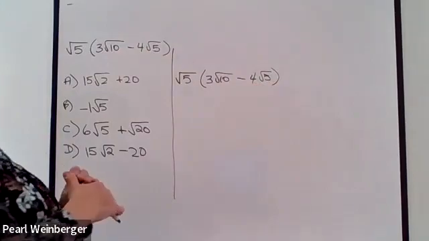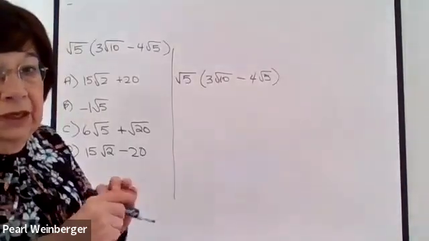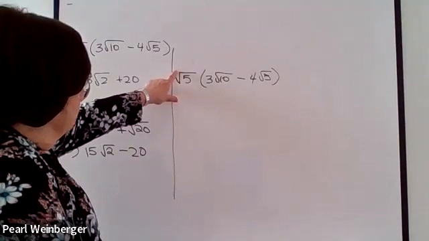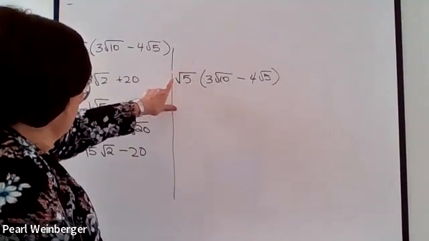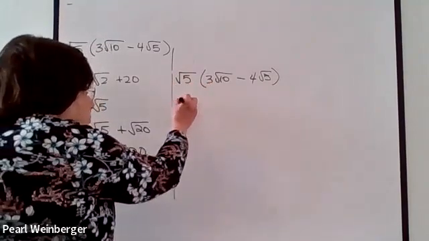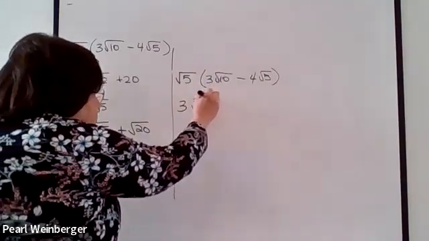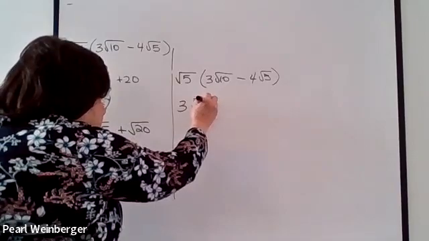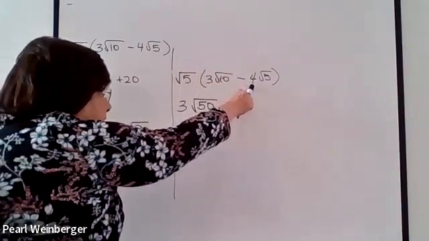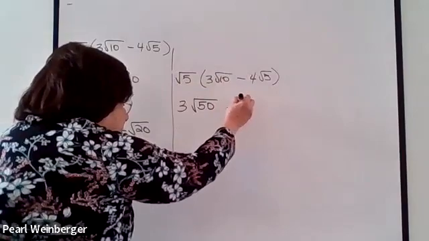Nobody sent me anything in the chat, but let's do it together now. Remember, this is as if there's a 1 in front of the radical 5. So we're doing 1 times 3, which gives me 3. And radical 5 times radical 10 gives me radical 50. Now we have to multiply the 1 radical 5 times the negative 4 radical 5. Again, the 1 times the negative 4 gives me negative 4.